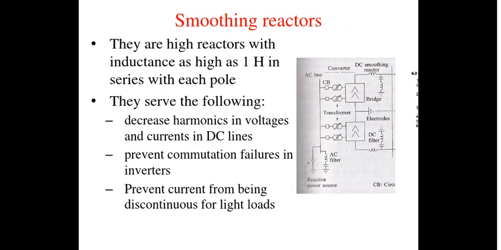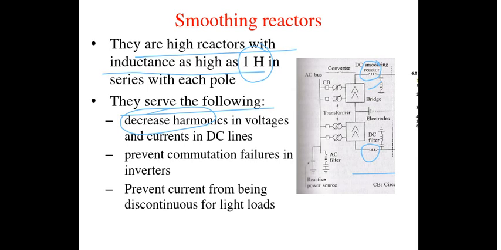Now, the next thing is the smoothing reactors. These smoothing reactors, in one way or the other, we have come across in our previous presentations, right? The smoothing reactors are high reactors with an inductance value as high as 1 Henry, in series with each pole. The very function of the smoothing reactors is to decrease the harmonics in the voltage and currents in the DC line, right?